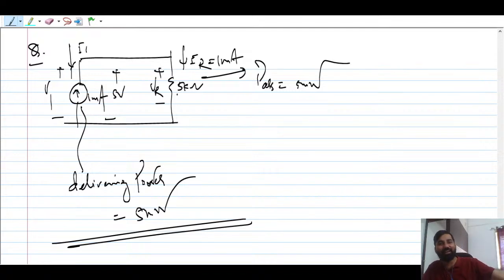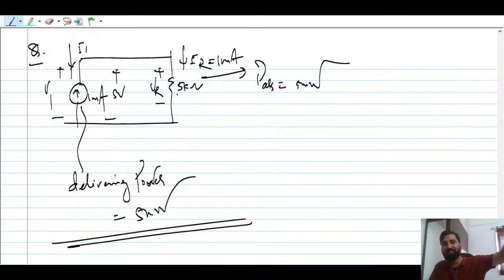Like our parents earn a lot of money, right? I mean, not a lot, you can say, but they earn to manage our livelihood, they can manage our education or something, but we waste money sometimes during our BTech days. I hope this makes sense, right? So somebody is delivering power, somebody is wasting power. Like this, you can always think about power conservation, energy conservation.